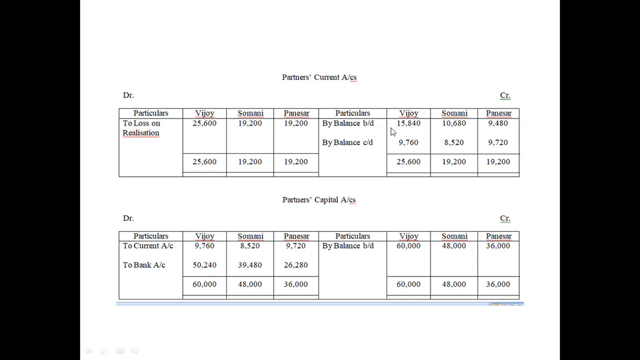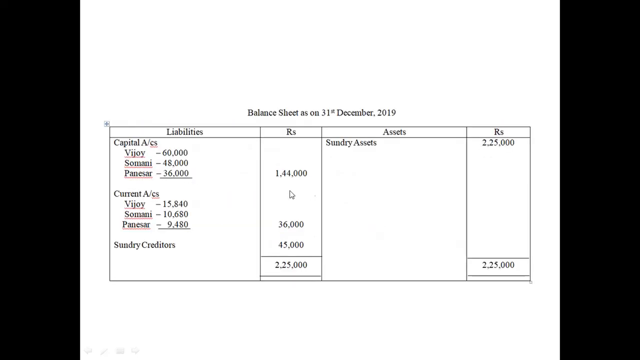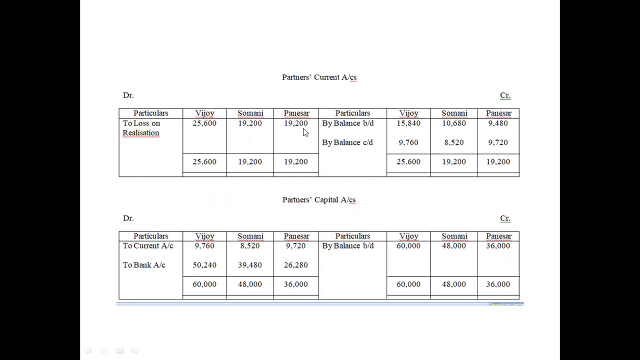Okay, but I'm just trying to show you here that we start with the balances 1,580, 10,680, 9,480, which are already mentioned in the balance sheet. Then after that we write the loss that we have faced in the realization. And then we have the negative balances of the partners' current account. So now we will transfer these balances to their partners' capital account. Okay, 60,000, 48,000, 36,000, and these balances will be included here in the partners' capital account finally, and we have the final payments which are to be given to partners. And here our question gets finished.